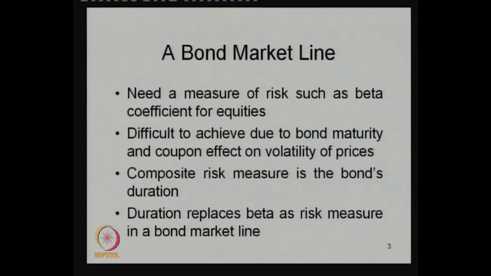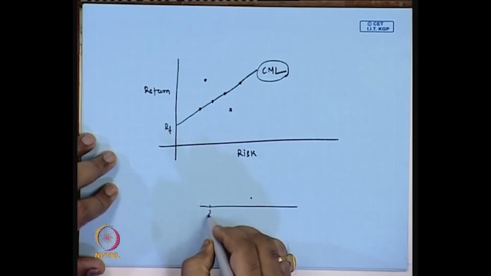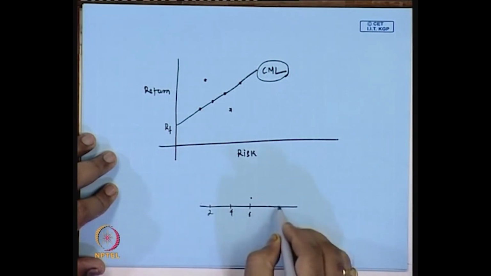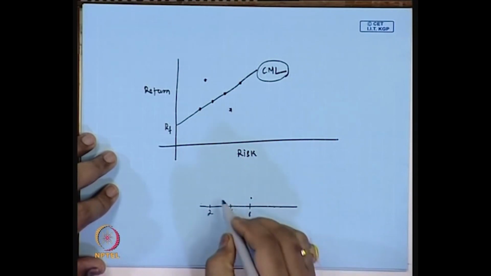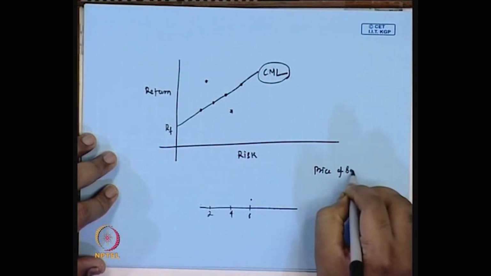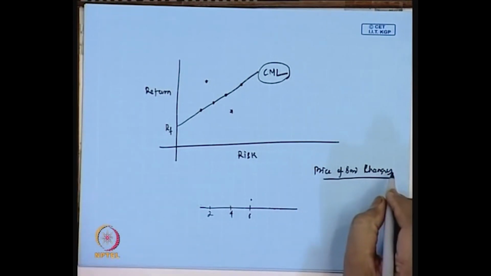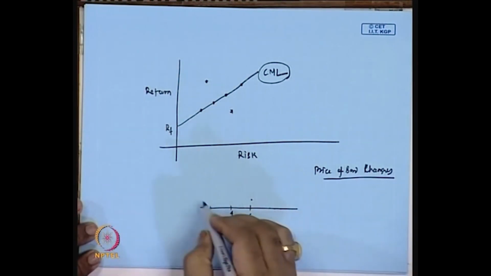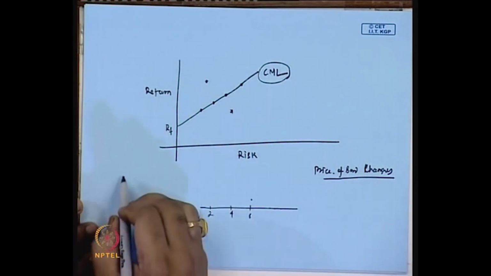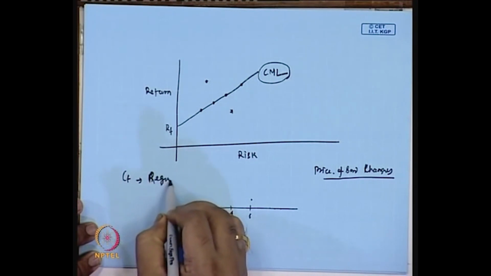It is because bond maturity and coupon affect the volatility of prices. Once the maturity of the bond changes, let us say from 2 years to 4 years to 6 years, and the coupon also changes, then obviously the price of the bond changes. That we discussed whenever we talked about bond pricing: the pricing of the bond is determined by the term to maturity and the coupon, C t, which is the regular cash flow we get from the bond.